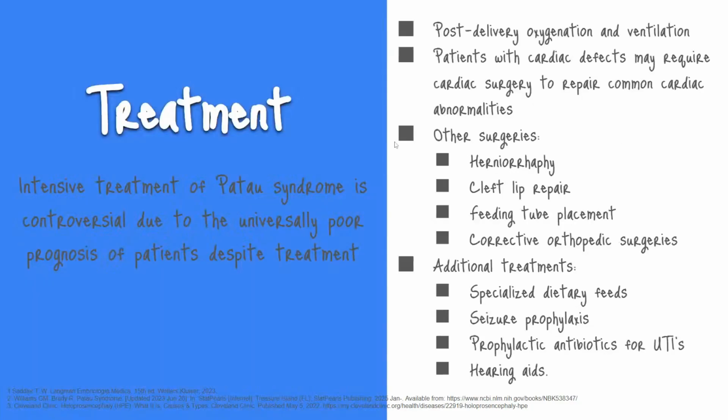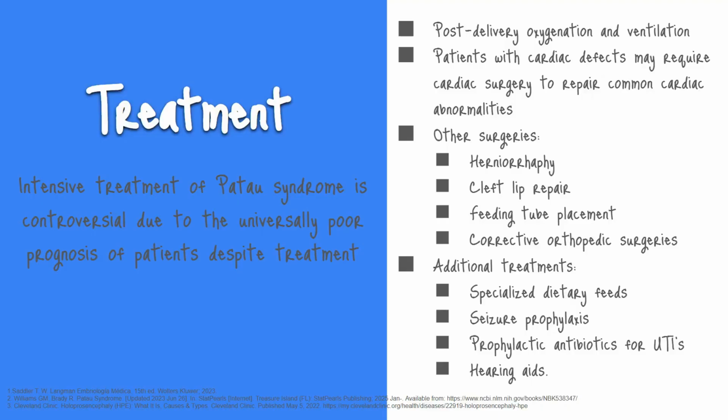Treatment. Intensive treatment of Patau syndrome is controversial due to the universally poor prognosis of patients despite treatment. At delivery, infants diagnosed with Patau syndrome may need post-delivery oxygenation and ventilation. This may require intubation or tracheostomy due to facial defects. Patients with cardiac defects may require cardiac surgery to repair common cardiac abnormalities.